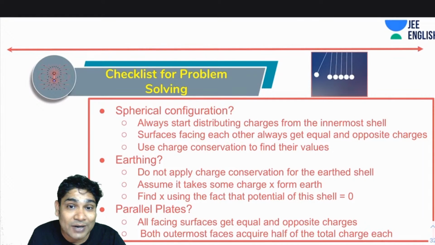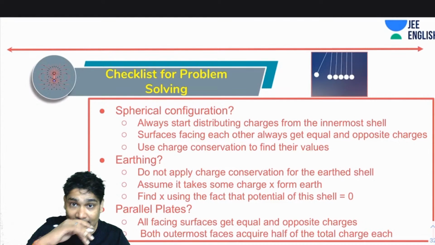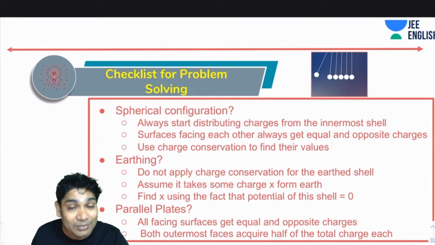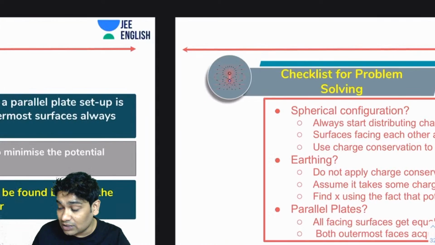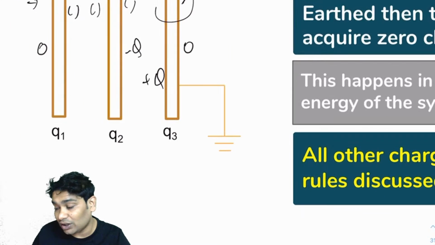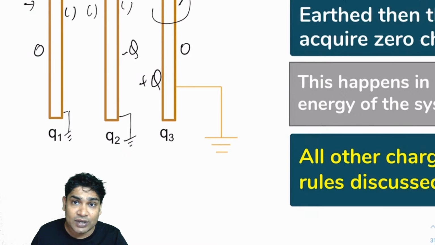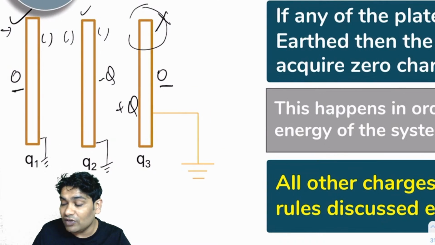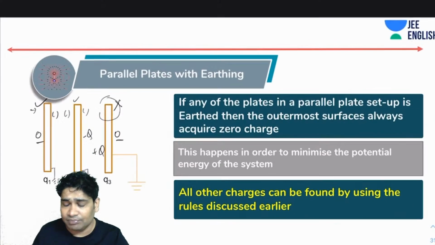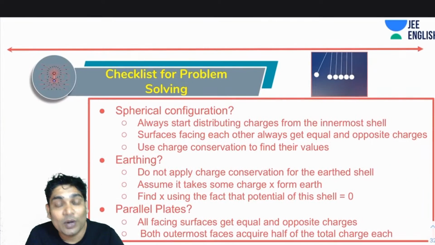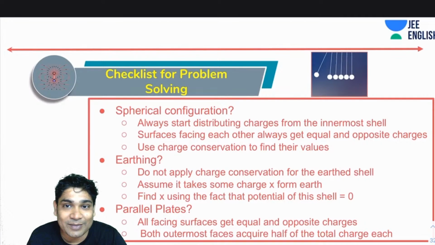But for shells also, I told you if the outermost shell is connected to Earth, the charge on it always becomes 0. Similarly, whenever any plate, it doesn't matter whether this plate was connected or this plate or this plate, you connect any of these plates to the Earth, the charges here will always be 0. Any one, doesn't matter which one. If you connect two also, it remains the same.